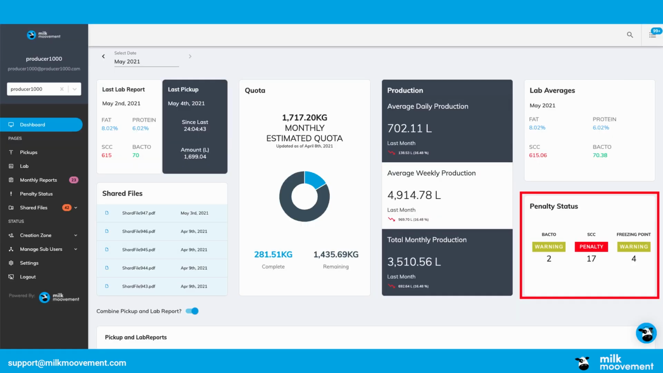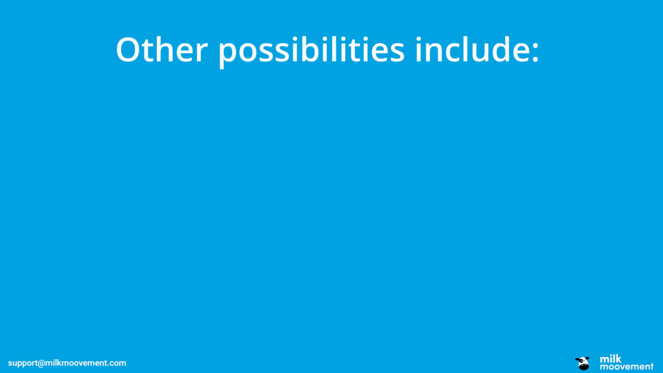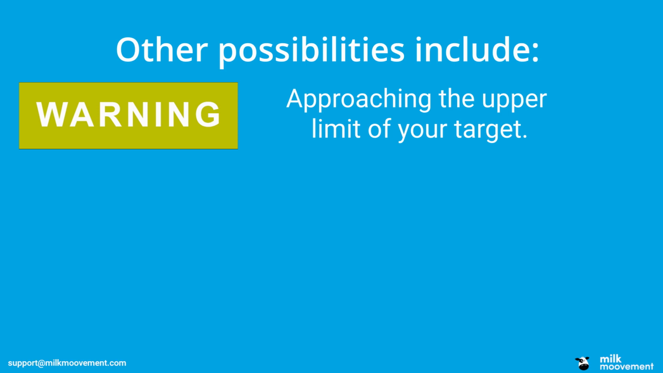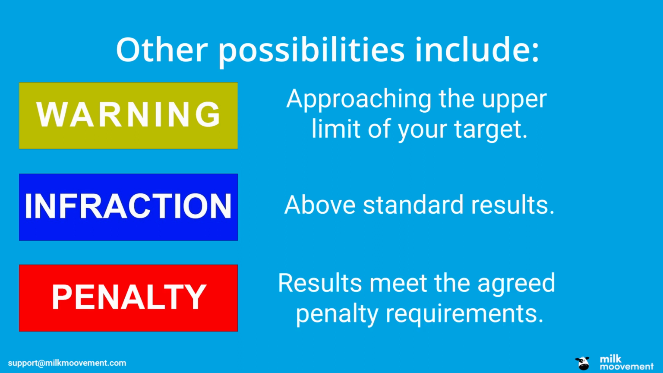Next, we have your penalty status. This will show you if your Bacto and somatic cell counts are within the allowable limits. If the boxes are green and say safe, then you are within your target. Other possibilities include warning if you are getting close to the upper limit of your target, infraction for an above standard result, and penalty for when your results meet the agreed penalty requirements.